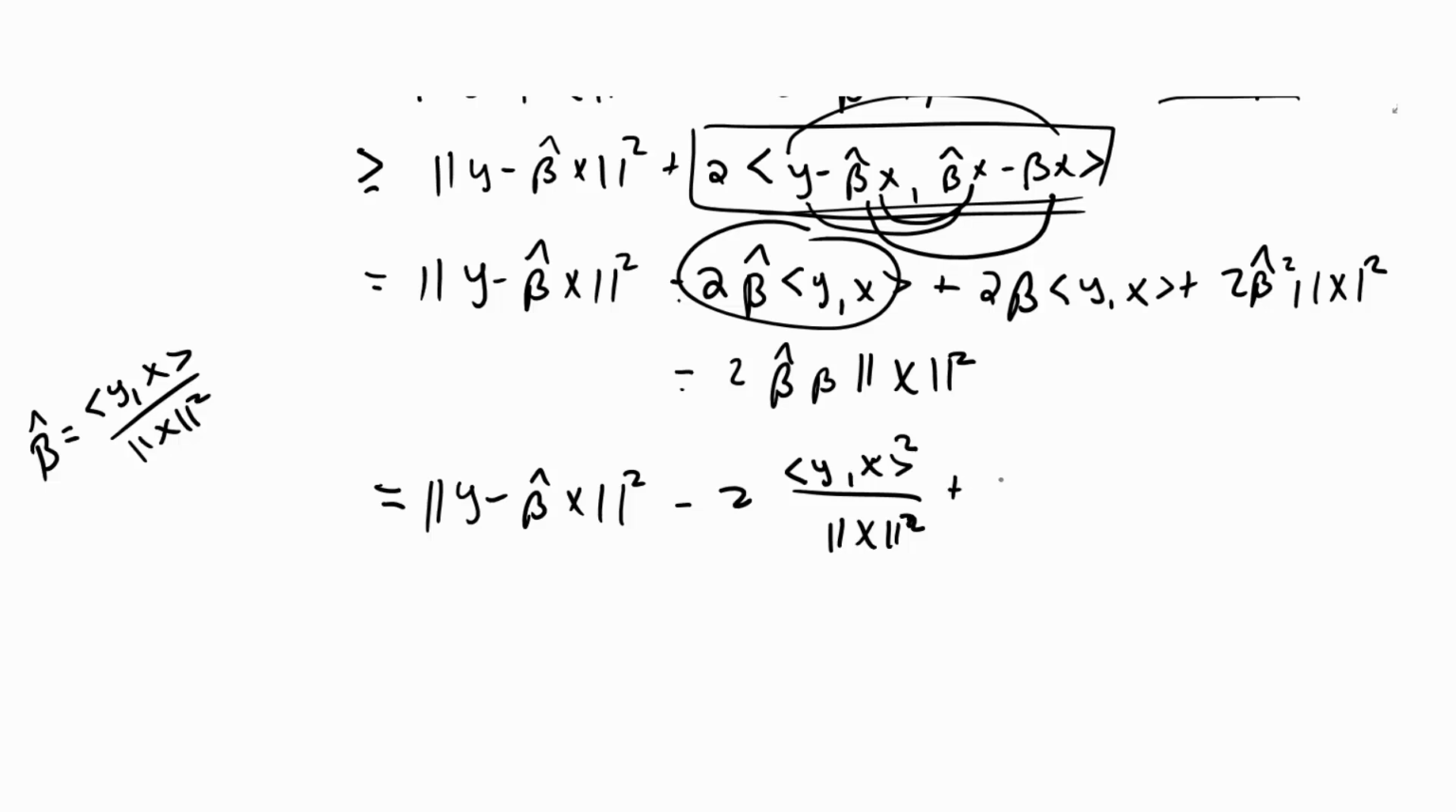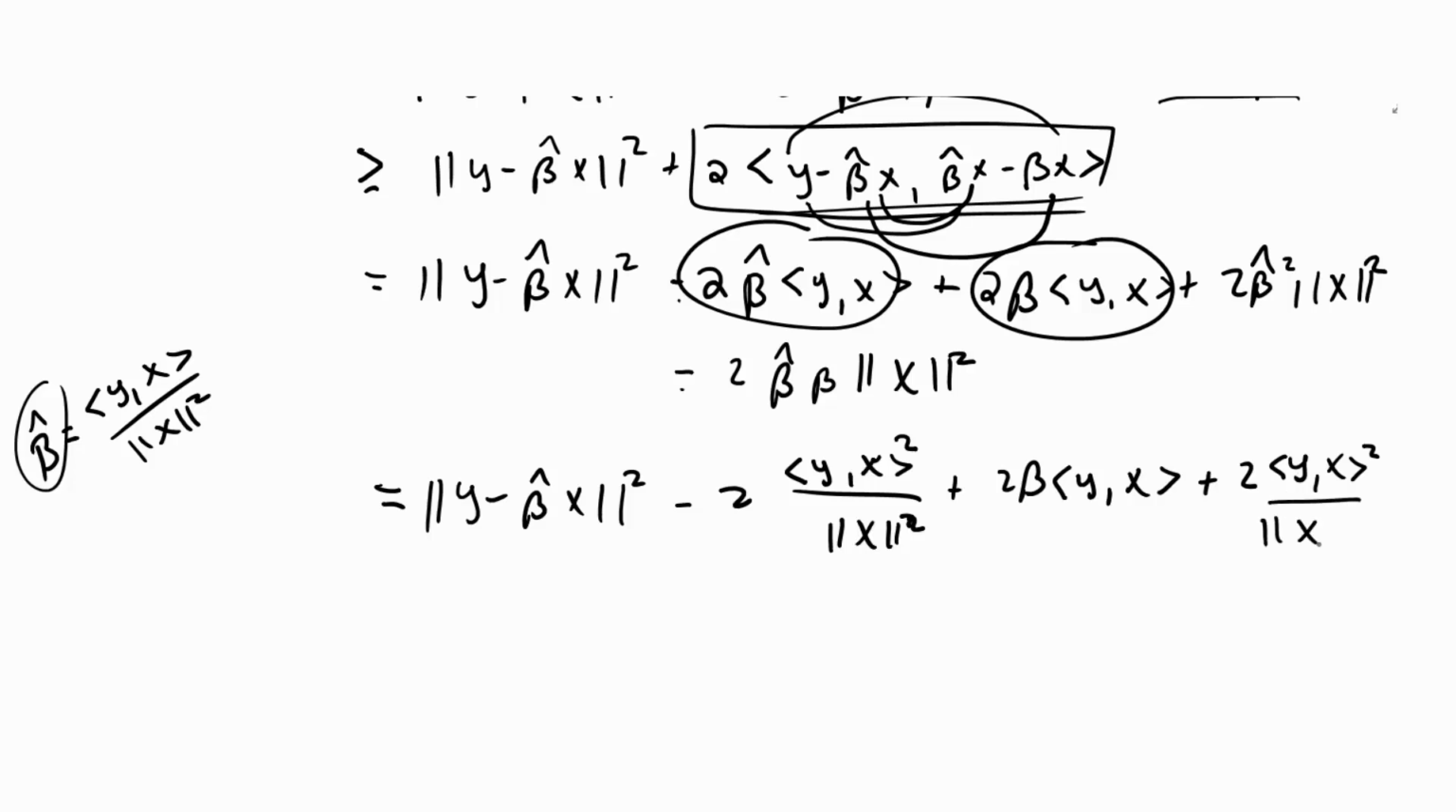Plus 2 beta times the inner product of y and x, that takes care of that term, plus 2, and then if I plug in for my beta hat there, I get 2 times the inner product of y and x squared, and this has a norm of x squared, but when we square beta hat over here, we get a norm of x to the 4th power, so that's norm of x squared in the denominator there, and then minus 2 beta times the inner product of y and x.